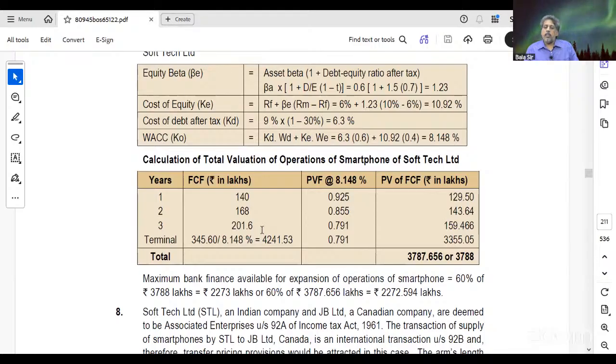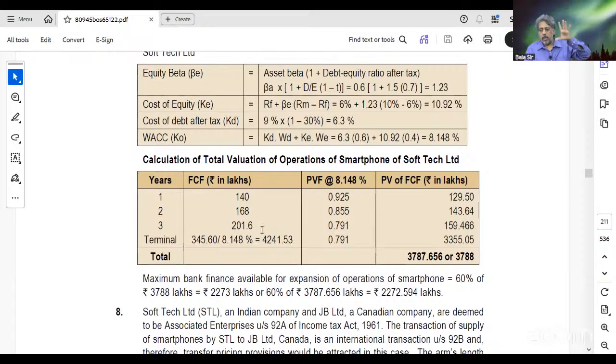And of this value, we know 60% belongs to whom? Belongs to the debt holders, yes or no? Because what is the proportion you want to maintain? 40% equity and 60% debt. Yes, sir. Maximum bank finance available for expansion of operations of smartphone equals 60% of 3788 lakhs. How much? Which is equal to 2273 lakhs, or 60% of 3787.656 lakhs, which is equal to 2272.594 lakhs. Rounding off. Okay. That's it?